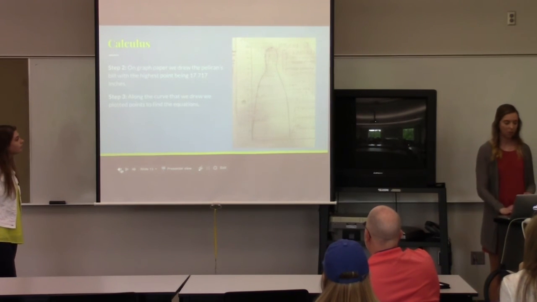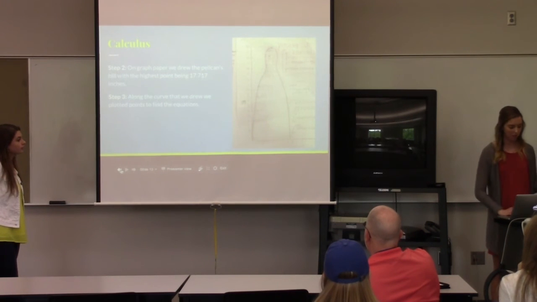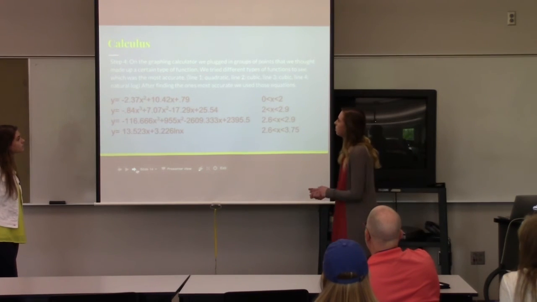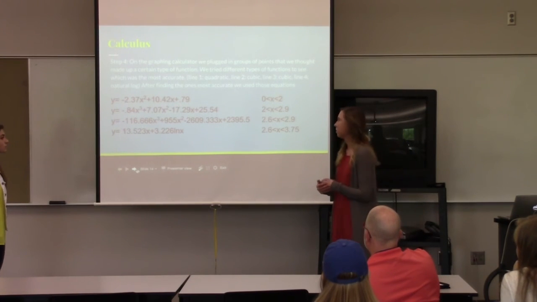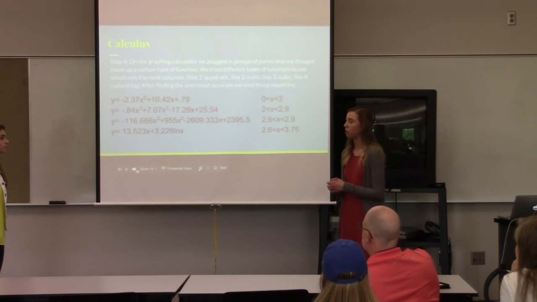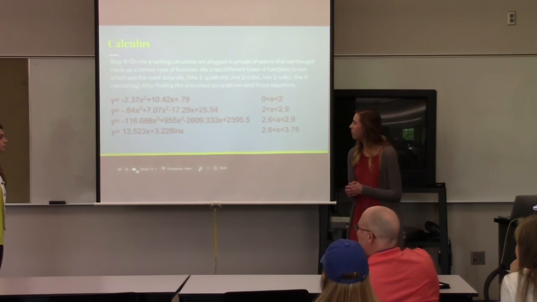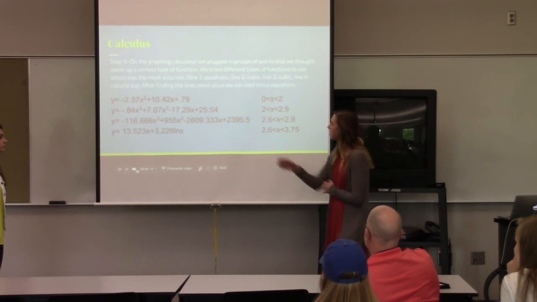And we only did one side because they're symmetrical, so they'd be equal, so at the end we just times it by two. But for the first one, we had to use trial and error to find all these equations. The first one we found the quadratic equation fit best, and then for lines two and three we used cubic. And then for line four we used the natural log. And then after finding the most accurate ones, we found these equations.